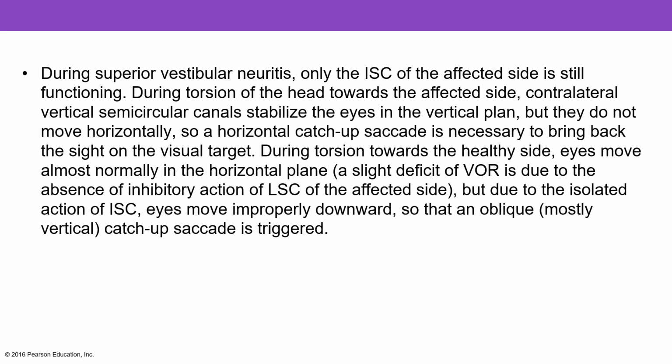So during superior vestibular neuritis, okay, so vestibular balance, neuritis, inflammation of that nerve, okay, so vestibular nerve is inflamed. Only the ISC of the affected side is still functioning. So during torsion of the head towards the affected side, the contralateral vertical semicircular canals stabilize the eyes in the vertical plane, but they do not move horizontally. So a horizontal catch-up or saccade is necessary to bring back the sight on the visual target. During torsion towards the healthy side, eyes move almost normally in the horizontal plane.